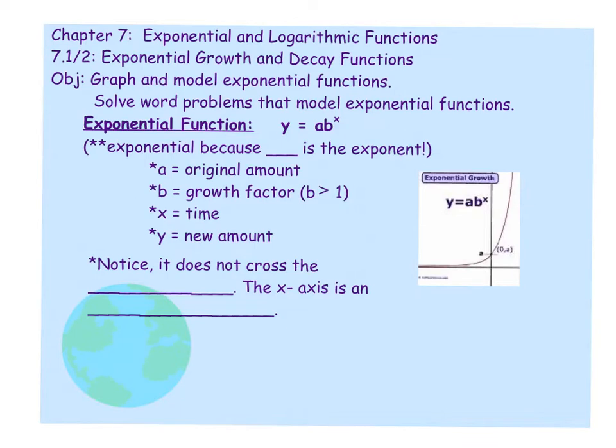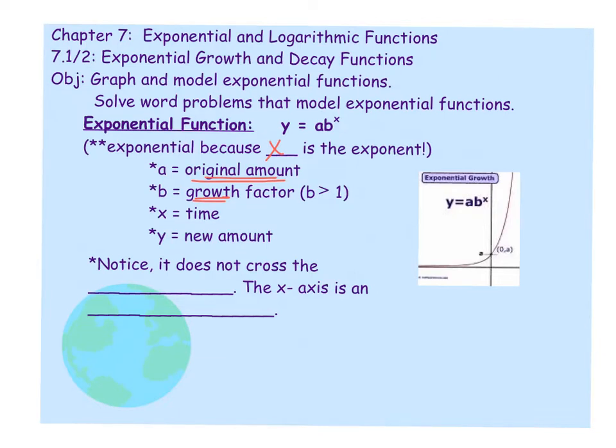This is different than a function with a rational exponent. This is an exponential function because x is the exponent. So we're not looking at just x as a base, we're looking at x as the exponent. A would represent the original amount in a growth or decay model, maybe like the population of a city in a given year. For b to be a growth factor, the value for b would be greater than 1. X typically would represent the time, and y would be the new amount after a given period of time.